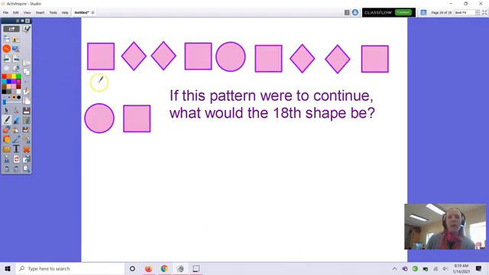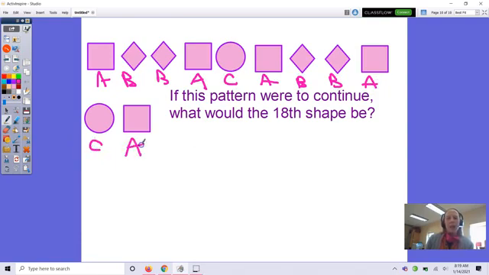All right, I'm going to identify my pattern. I have an A, B, A, C. A, B, A, C, A. So my pattern is an A, B, A, C pattern. Okay, here's another A, B, A, C pattern. All right, it says if this pattern were to continue, what would be the 18th shape?